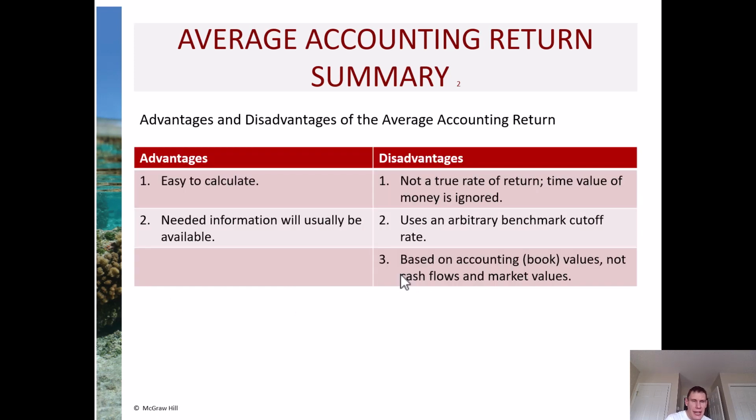So advantages and disadvantages: obviously it's easy to calculate. It's easy to get the information because you can usually just pull it right out of the financial statements. Disadvantages: it's not really a true rate of return, as I said, because like some of these other methods, you're ignoring the time value of money. So it's not really realistic. It uses an arbitrary benchmark cutoff rate, and it's based on the accounting book values, not the cash flows and the real market values. Like, what could you replace those assets for?